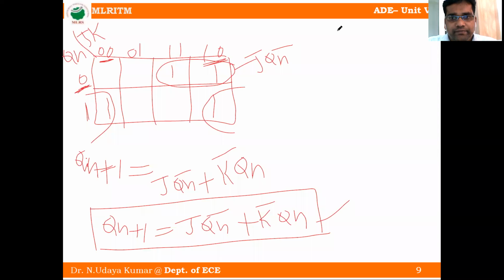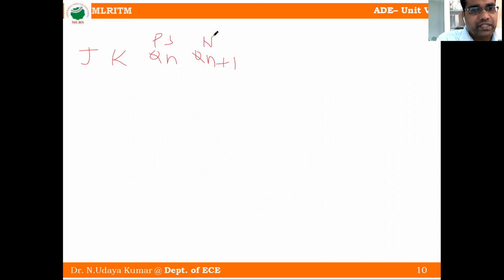We know that in the previous session, the excitation table is derived from the extended truth table. Right? The excitation table can be derived from the extended truth table. How to extend the JK flip-flop truth table? Now we'll see. So now write the JK flip-flop. This one is JK, Qn plus 1. We know that JK, this one is the present state. This one is the next state.